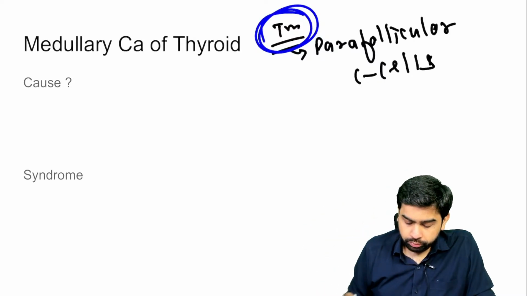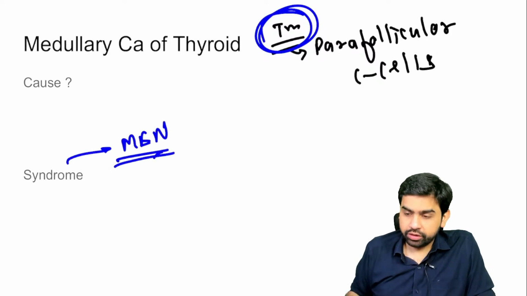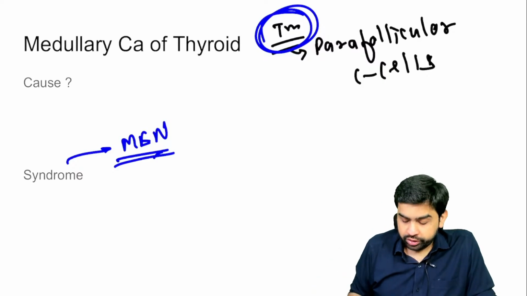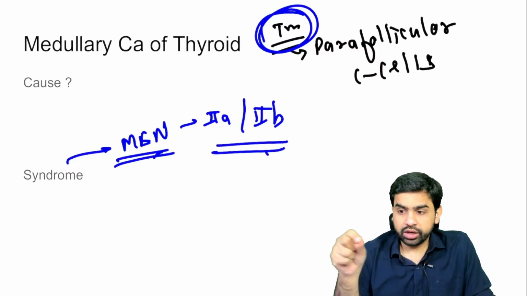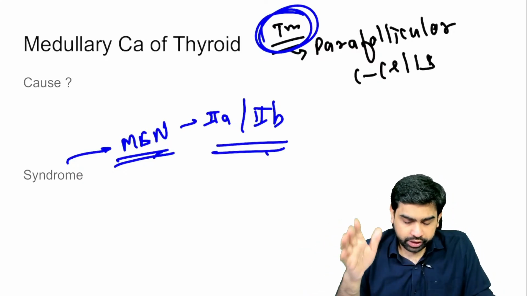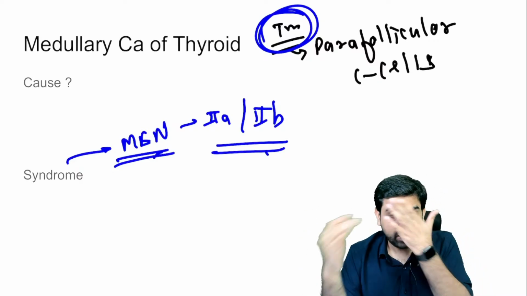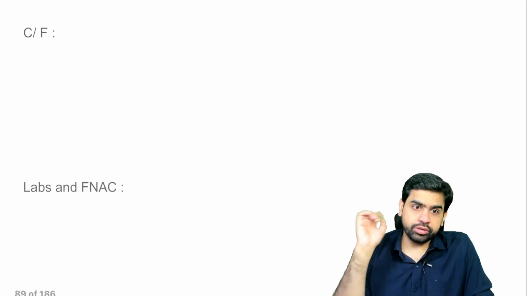Now the syndrome: this is associated with the MEN syndrome. Okay, MEN, which one or two? This is associated with the MEN2A and MEN2B syndrome. Now this is what leads to a familial syndrome. So MEN2A and MEN2B are the familial syndromes which are associated with this medullary carcinoma thyroid. So that is what you need to understand.